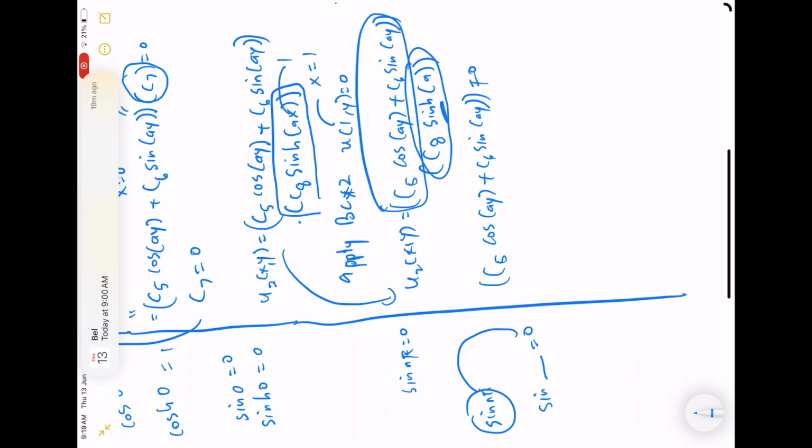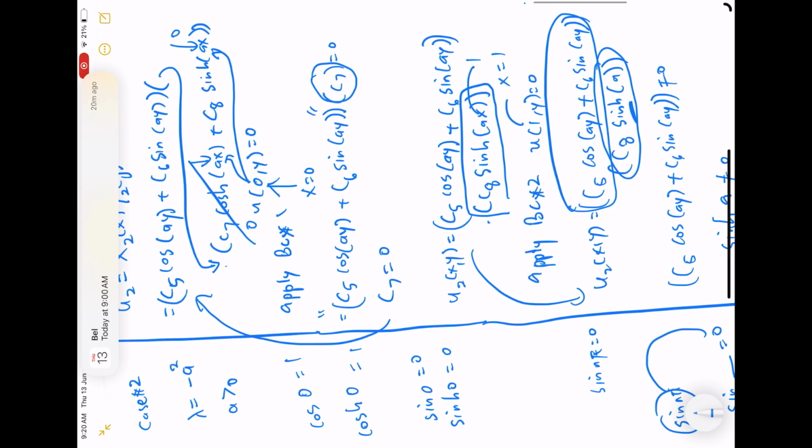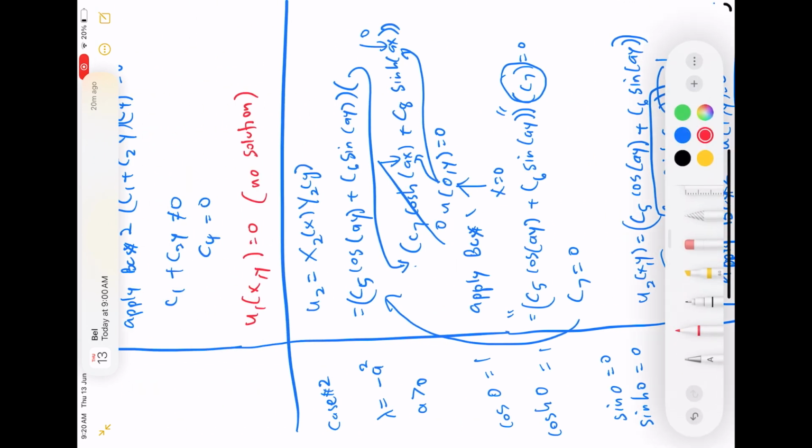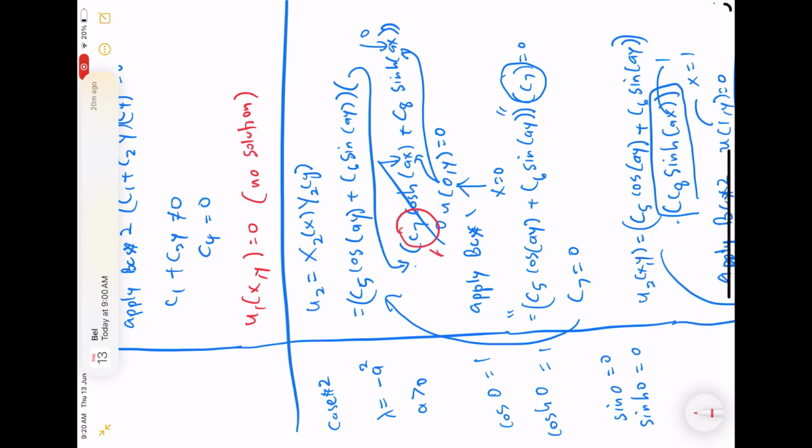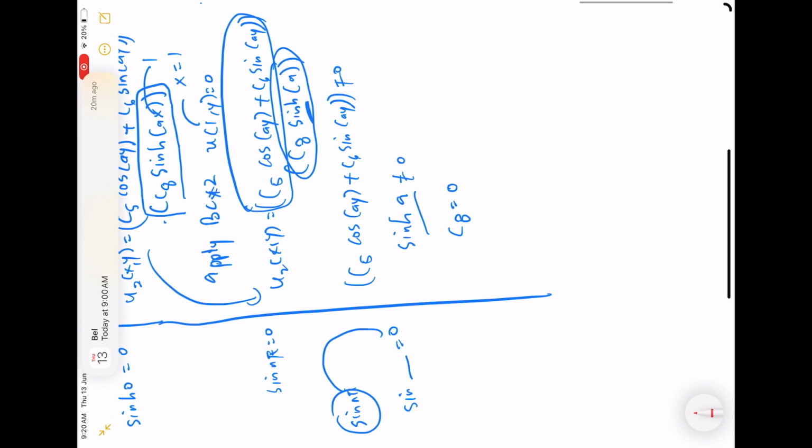From this part we have c8 and sinh a. So who will become 0 here? The hyperbolic sine a cannot become 0, because we have a value for a greater than 0. So only c8 is responsible to become 0. From the whole equation just now, c7 is 0, c8 is 0, so this whole part is 0. We multiply by this, it will also become 0. So for case number 2, u2(x,y) is equal to 0, hence no solution.